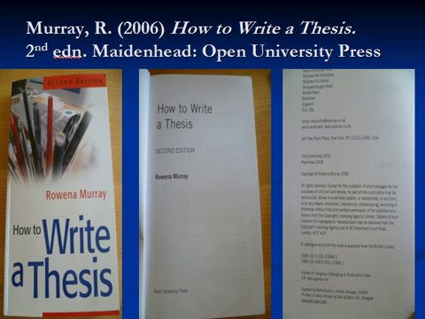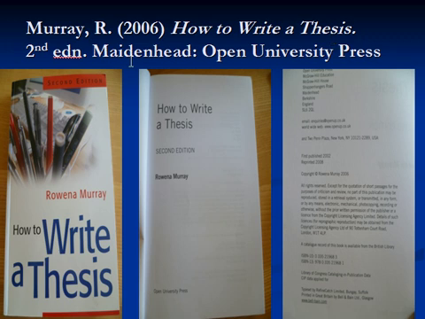If we look at this particular example here, you'll see that Rowena Murray is the author. So I take note of the surname, Murray, comma, the first initial, and a full stop. Then I look for the year of publication and I find that inside the first couple of pages of the book. And I see here that it's 2006 and that's placed in brackets. Then I take note of the title of the book, How to Write a Thesis, and that's placed in italics.